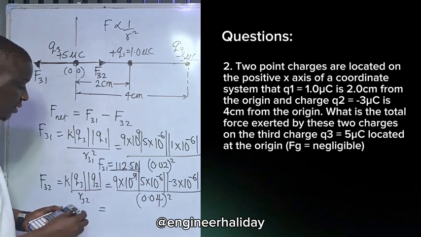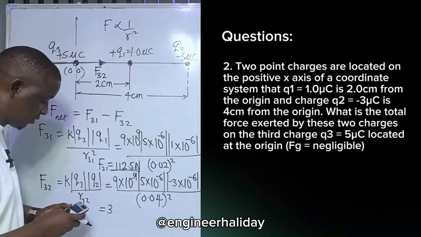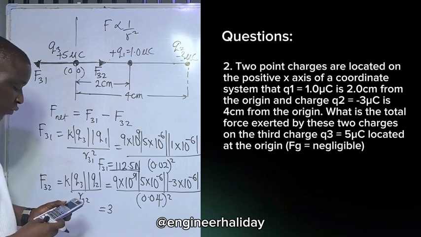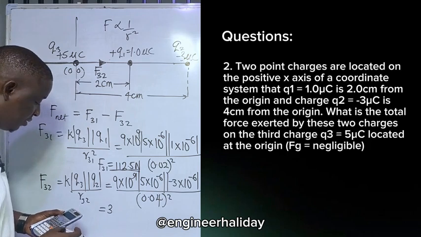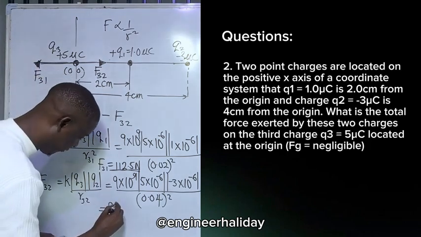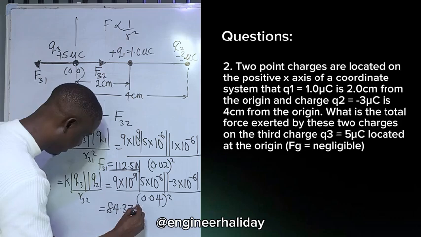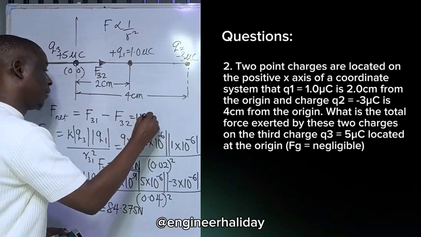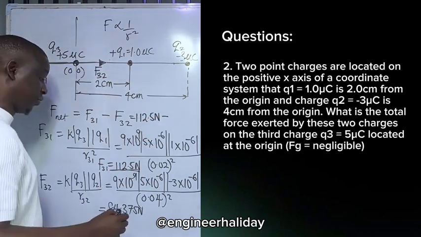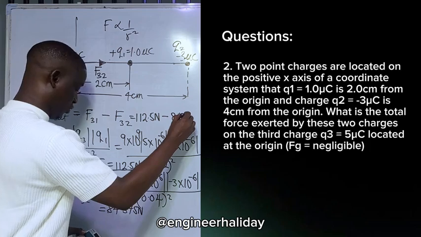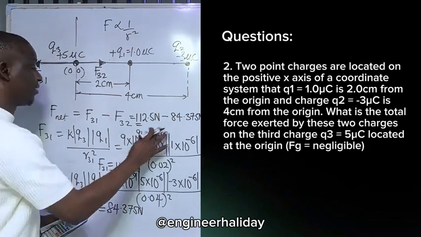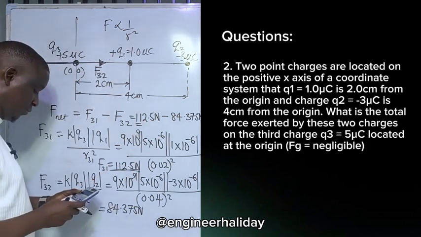So this one will give me what? 3. Okay, sorry. I need to divide by 0.04, not 0.02. So that will give me 84.375 Newton. Now, you put it here. This one is 112.5 Newton minus 84.375 Newton. So what will be our final answer?